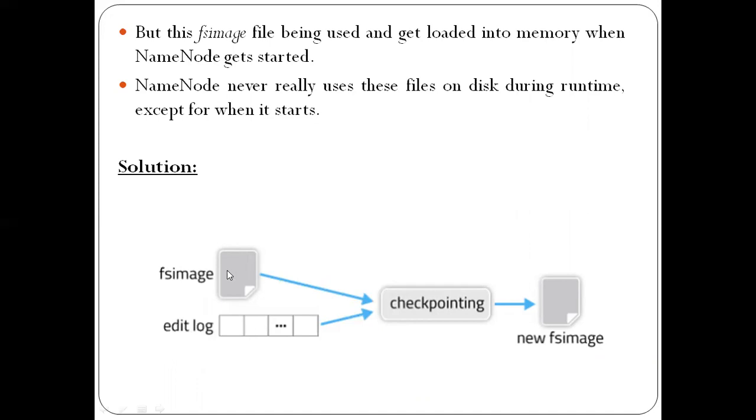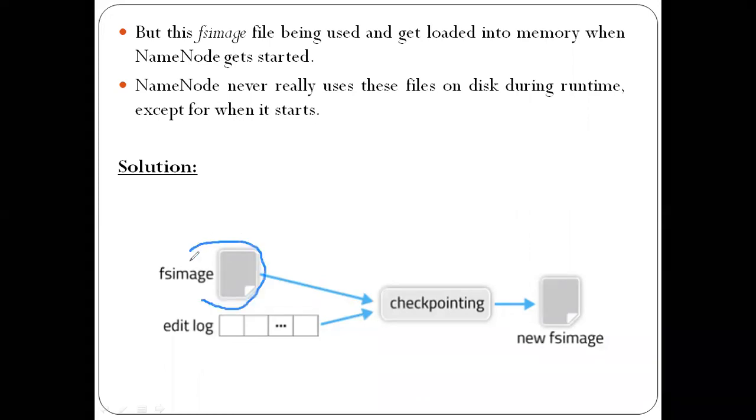This is a fs image file taken from the hard disk. Another file is maintained by the name node, that is edit log. This maintains all the updates. Once the name node gets started, all the editing, deletion of file, creation of new file, all these informations get stored in the edit log. This is the image or screenshot taken from the disk.